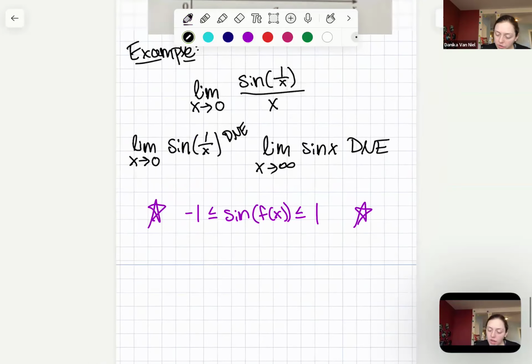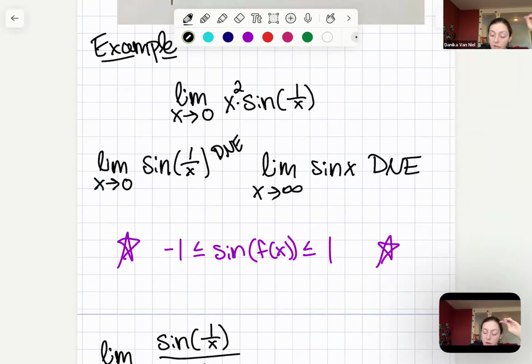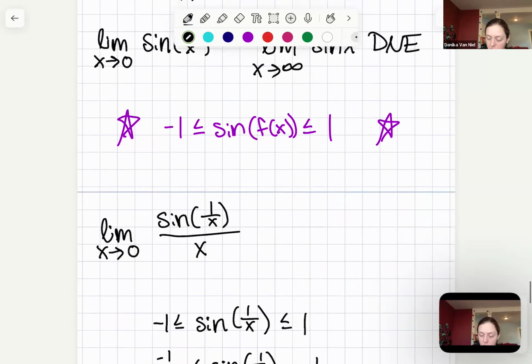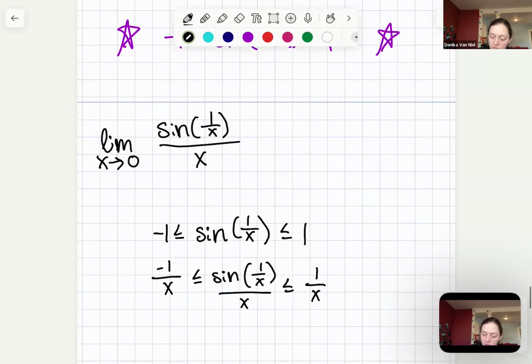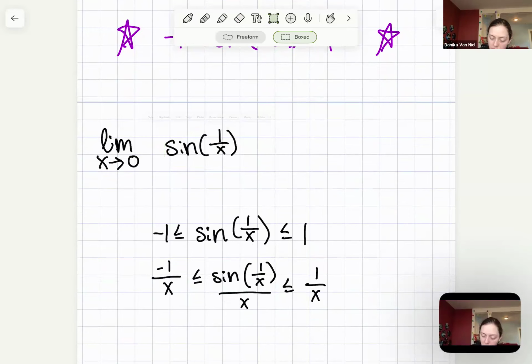Okay, so for our example, I'm sorry, everybody, x squared times sine of 1 over x. All this stuff that I said before is still true, right? Except now it's the product rule. So the product rule we can't use because sine of 1 over x doesn't exist. And this is the same, except now we're multiplying all sides by x squared.